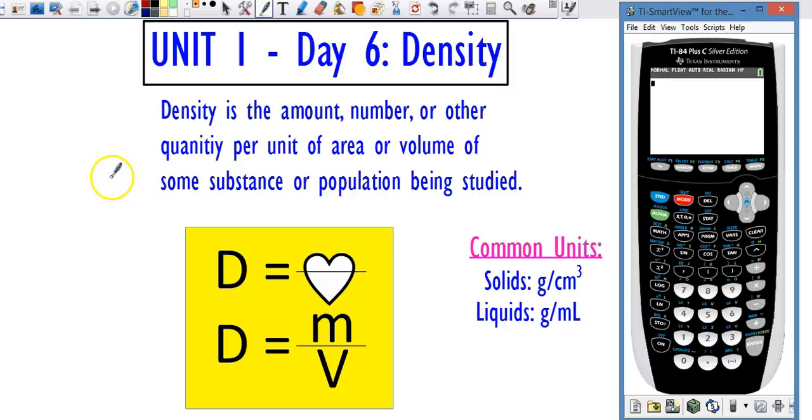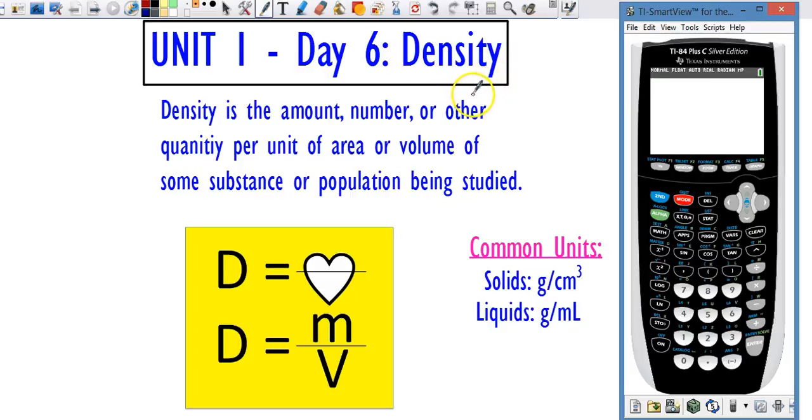If you're in another math class, you might be doing this on Day 7, but regardless, we're going to be talking about density. And I'm sure you've heard the phrase population density, or something that's densely populated, something that takes up a lot of things in a small space, that's considered dense.